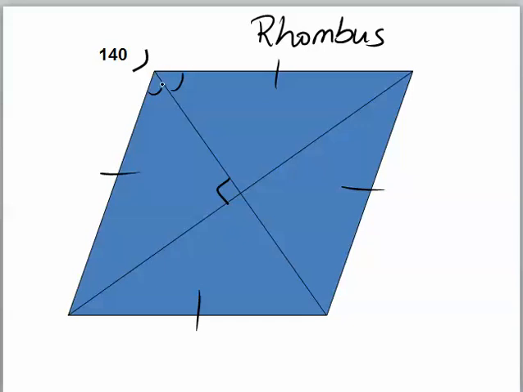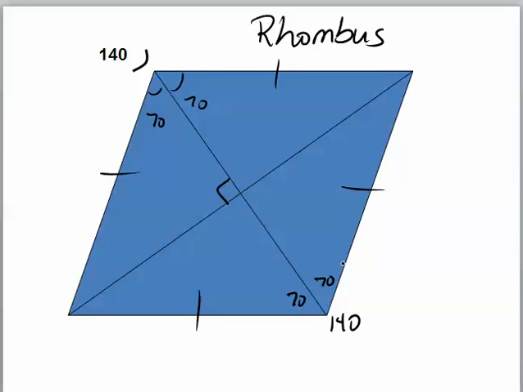So if I only have the 140, that's okay because the rhombus bisects the angle. That means each side of this is 70. Opposite angles are congruent. This one is also 140, and both halves will be 70. We still know that consecutive angles are supplementary.